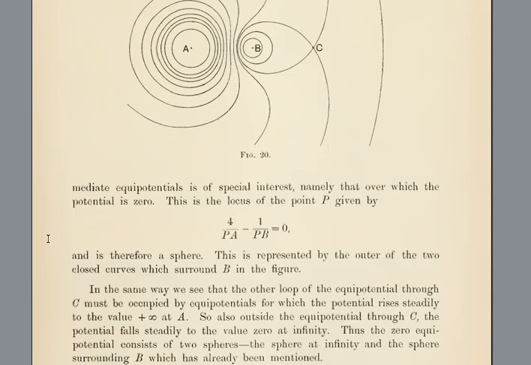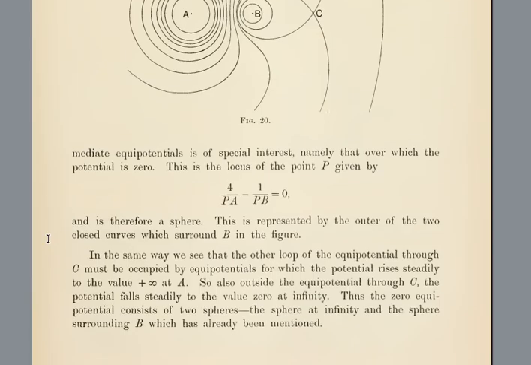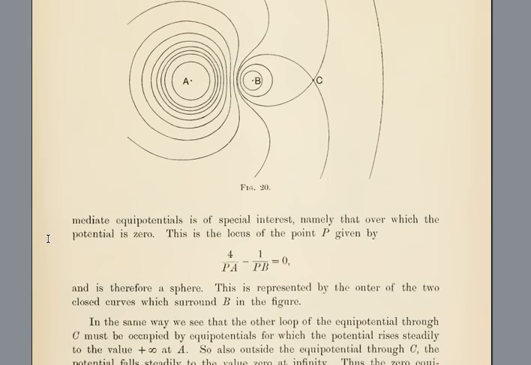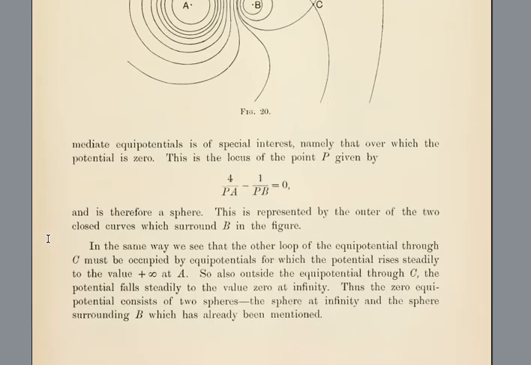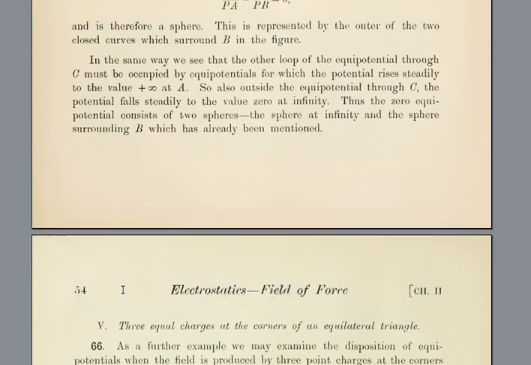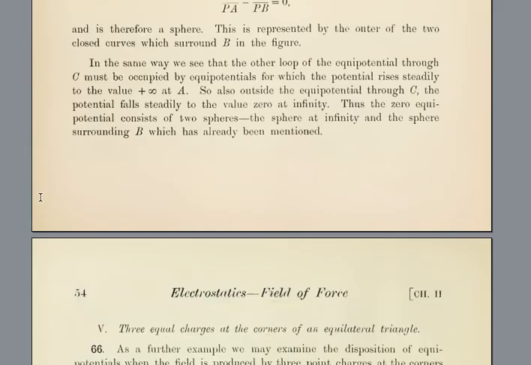This is the locus of the point P given by the difference of the reciprocals of the distances to the two charges being equal to zero, and is therefore a sphere. This is represented by the outer of the two closed curves which surround B in the figure. In the same way, we see that the other loop of the equipotential through C must be occupied by equipotentials for which the potential rises steadily to the value positive infinity at A. So, also, outside the equipotential through C, the potential falls steadily to the value 0 at infinity. Thus, the zero equipotential consists of two spheres, the sphere at infinity and the sphere surrounding B, which has already been mentioned.